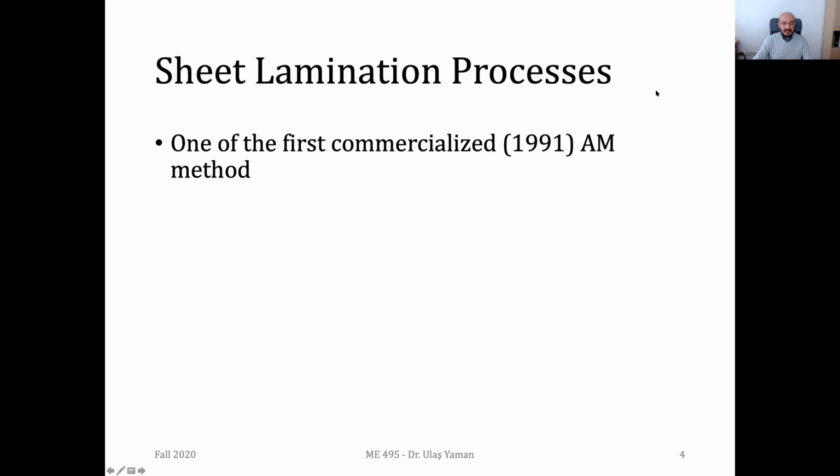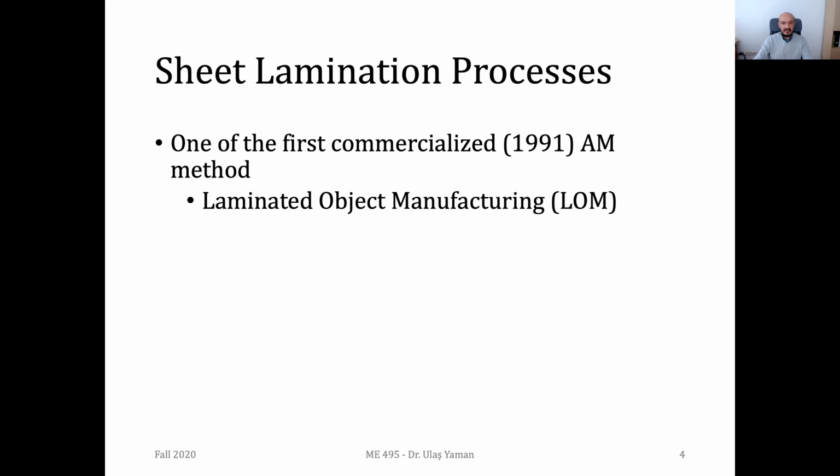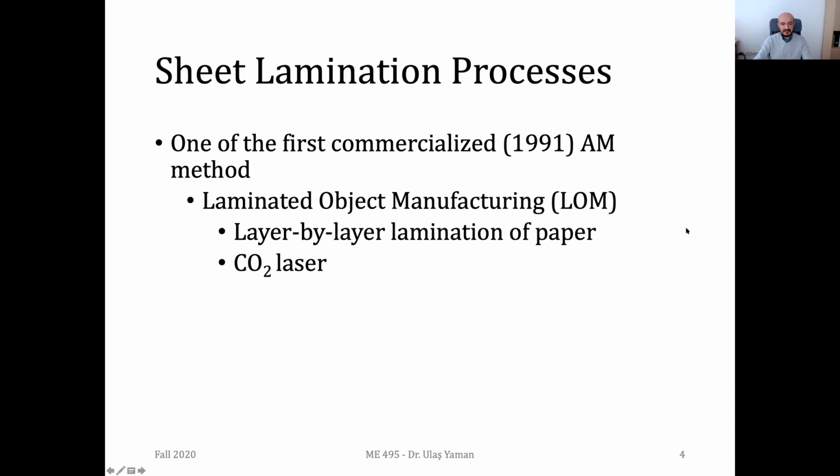Now let's discuss some history behind this technology. It's one of the, again, first commercialized additive manufacturing systems. Not actually the impossible object, but we will see that it's a bit different. Laminated object manufacturing is also called LOM. And it's very simple. In this one, you simply put layers of sheets of paper on top of each other. You may use a carbon dioxide laser to cut the papers, or you may also use some mechanical knife kind of things.